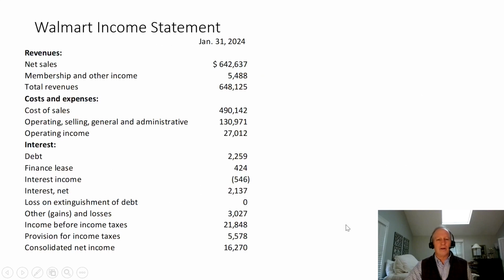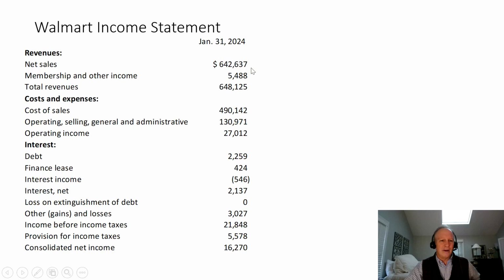Let's take a look at Walmart. This is Walmart's income statement for their fiscal year, or business year, ending January 31st, 2024. Every company gets to determine their own cycle in terms of when their year end is. Walmart happens to choose the end of January as their year end. So you can see that their income statement looks a lot like what I just showed you. There's a couple of extra items, so we'll talk about those.